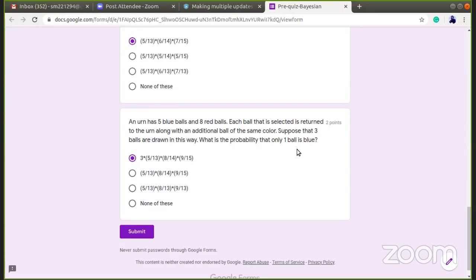So we are assuming that for the first blue ball, 5 by 13, now the remaining two balls should not be blue. So the remaining two have to be red, that's why the number of 8 red balls. So now we have 5 upon 13 into 8 upon 14 into 9 by 15, and then since 3 balls have to be drawn, there will be 3 orders of that. So that's why 3 into 5 upon 13. So I think this one was the right answer.